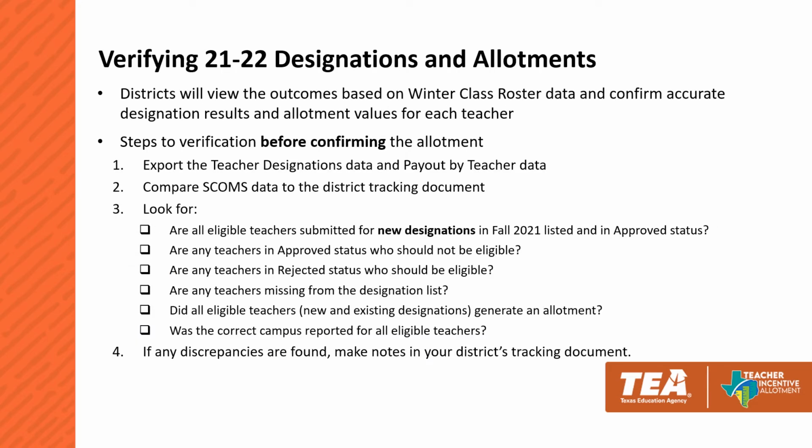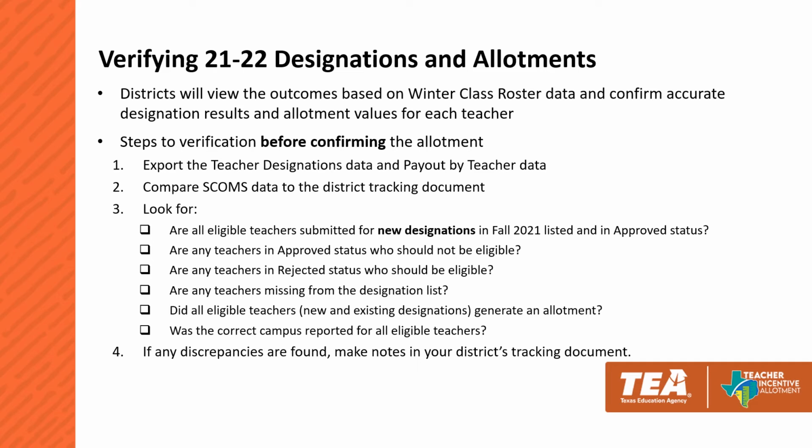So the final part, verifying your 21-22 designations and allotments. The goal is that you view the outcomes in SCOMS based on the winter roster data and confirm that all of your designation results and allotment values are accurate. So before confirming the allotment, we ask that you first export the teacher designation data and payout by teacher data and compare that data to your local tracking document.